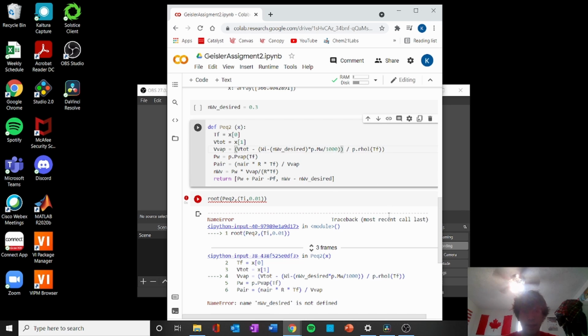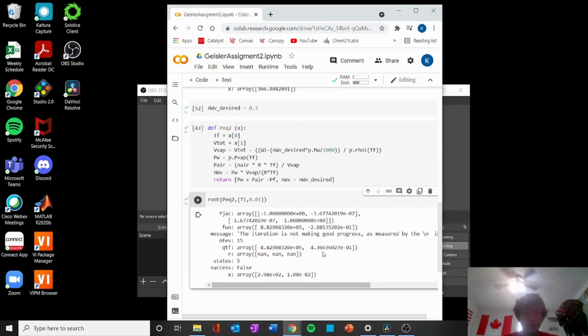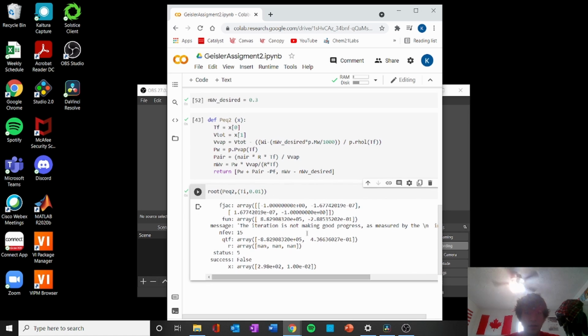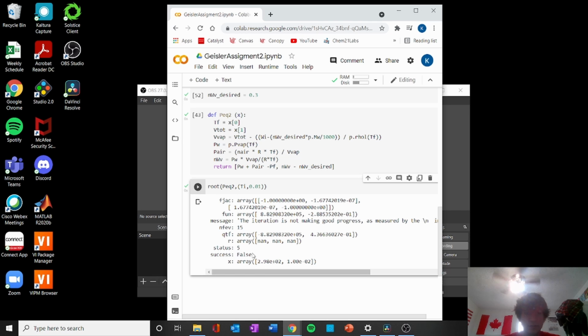Divided by the density. So basically all I had to do was restart and run all, and it found that this moles of water vapor desired came back up, went through the equation, and came back down here. It just didn't know that it was there yet. I had to restart and run all. So here we've gotten our root from all of our equations, and it looks like success is false. So this is not what we want at all.